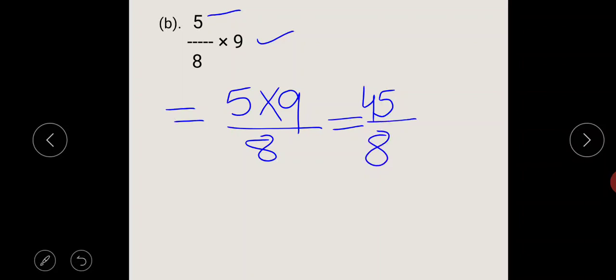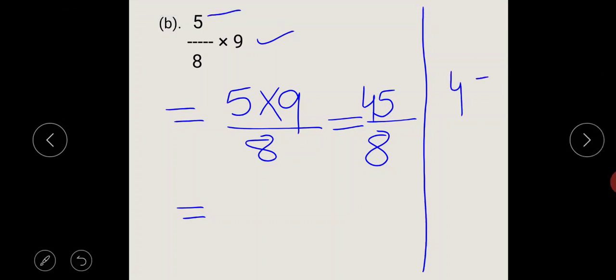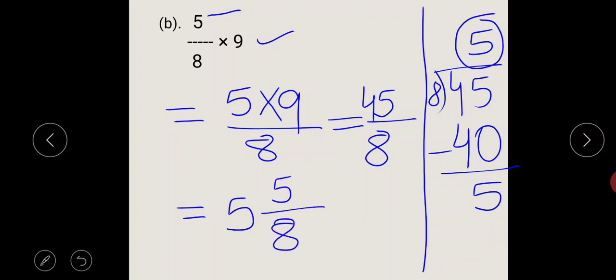Now 45 upon 8 is an improper fraction, so we can convert this into a mixed number. So for this we divide 45 by 8. Now 8 5s are 40, remainder 5. So now the whole number is 5. Then the proper fraction is 5 upon 8. So this is our answer.